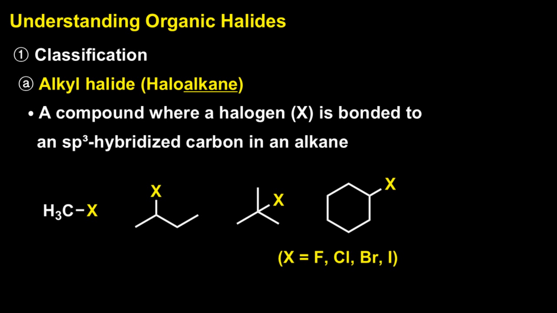Let's start with alkyl halides, or haloalkanes. Here, the halogen is bonded to an sp3 hybridized carbon, which just means it's part of a regular alkane. Their general formula is RX, where X is the halogen. What makes them so useful is their reactivity. The C-X bond is polar, so the carbon becomes slightly positive, and that makes it a perfect target for nucleophiles.